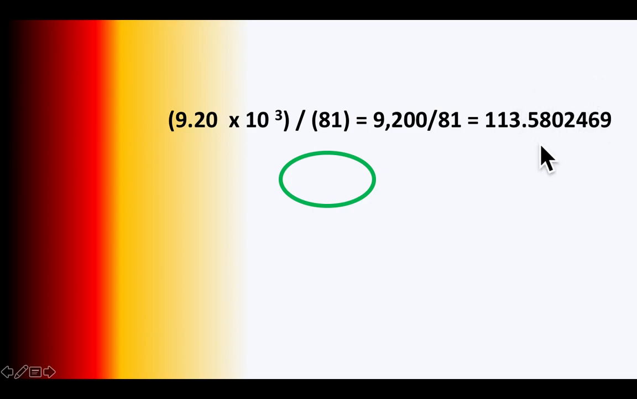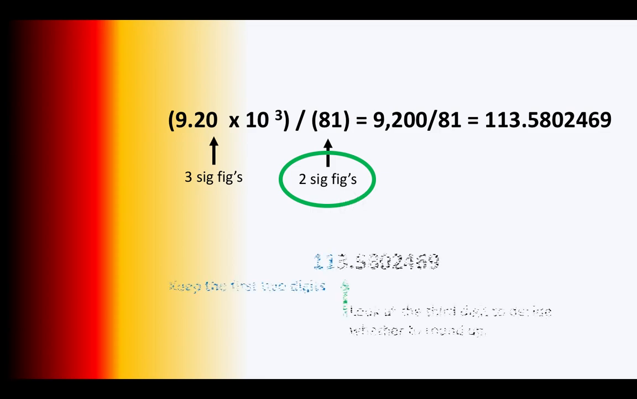Most of this over in here has no value at all. So let's figure out what we can keep from a significant figure perspective. This value has 3 sig figs. This one has only 2. So we always keep the least number of sig figs in our answer, so our answer needs to be rounded to only 2 significant figures.